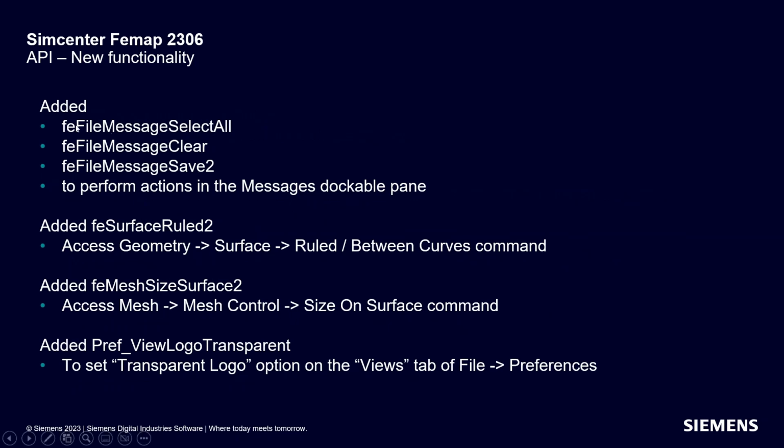So in addition, they also added some options to perform actions on the messages pane, which is interesting. Selecting, maybe you could save those to a file if you wanted a log of what your API is doing. And then also continuing to build out the connection from the API to the GUI with geometry surface ruled commands and mesh control size on surface. And you can also set the transparent logo through the API as well now.